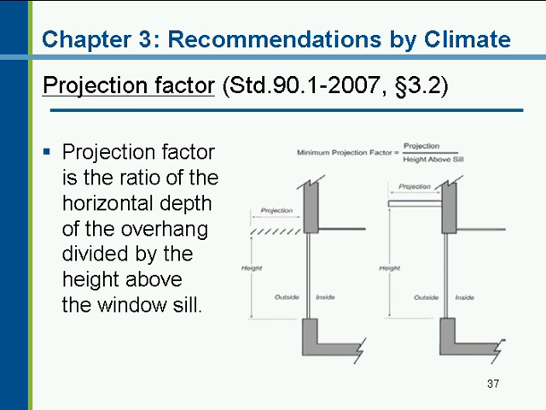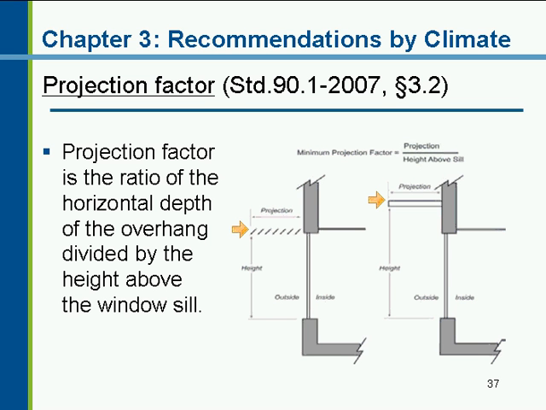To calculate the projection factor, you take the width, how much the overhang projects out, and then you divide that by the height of the overhang from the bottom of the sill of the window up to the bottom of the overhang. But as you see in these two examples, it doesn't have to be a solid overhang. Here, for example, there's a slatted overhang that you could use. Another option: the overhang doesn't necessarily have to be right at the top of the window. In the example on the right, the graphic shows the overhang is slightly higher, so it's not mounted right at the top of the window.